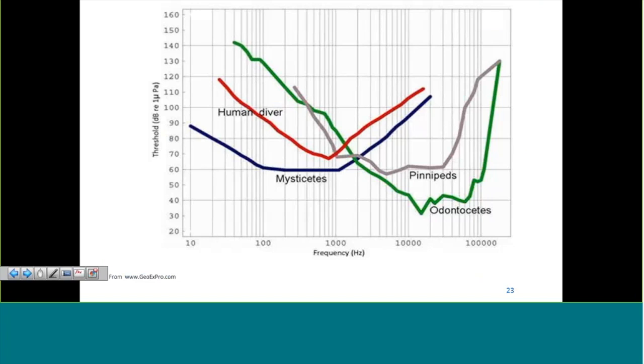This graph compares hearing among mysticetes, which are baleen whales, odontocetes, which are the toothed whales, and pinnipeds or seals, with a human's underwater hearing. Baleen whales, like the bowhead, have the best low-frequency hearing, while toothed whales and seals have higher frequency hearing.